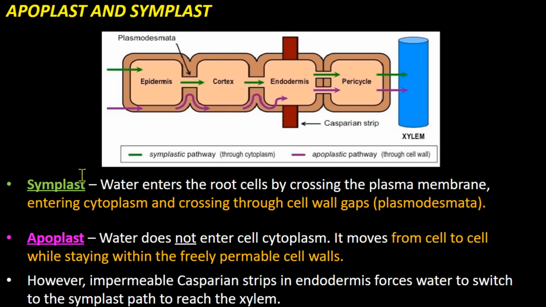In the apoplast pathway, water does not enter straight into the cytoplasm at first. Instead, it moves cell to cell while staying within the freely permeable cell walls. However, it cannot actually enter into the xylem this way because there are impermeable Casparian strips in the endodermis, which will force water to switch to the symplast pathway to reach the xylem. To avoid mixing them up, an easy way to remember which one is which: apoplast, think A, it moves across the cell walls, and symplast, think S, it moves straight through the cytoplasm.